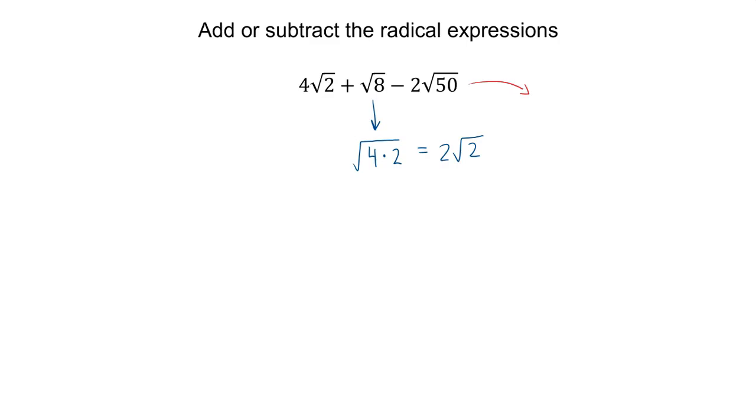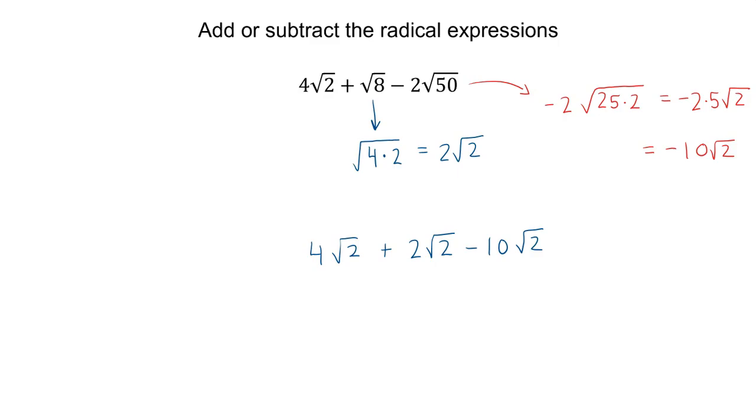Now let's do the same thing for minus 2 square roots of 50. The biggest perfect square that evenly divides 50 is 25. So we can rewrite this expression as minus 2 times the square root of 25 times 2. But the square root of 25 is 5. So that gives us minus 2 times 5 times the square root of 2, which gives us minus 10 square roots of 2. So we simplified the square root of 8 into 2 square roots of 2, and minus 2 times the square root of 50 into minus 10 times the square root of 2.